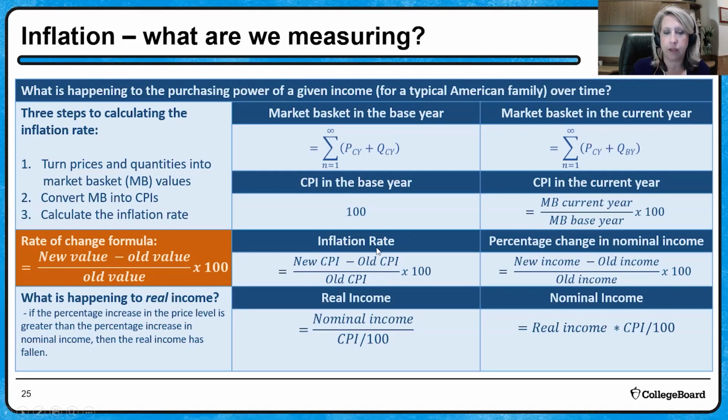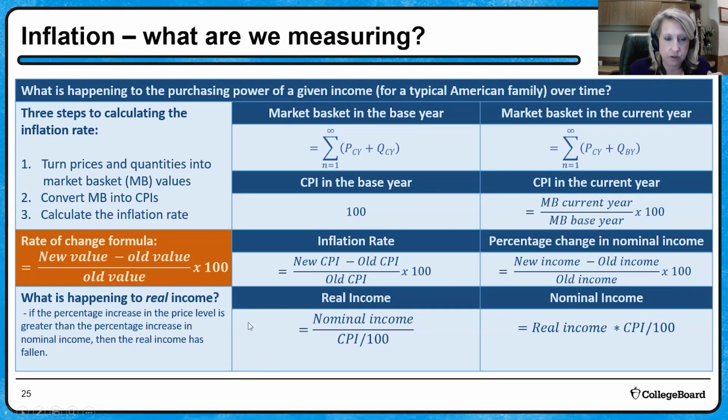I've shown you that the inflation rate is the new CPI minus the old CPI over the old CPI times 100. But if we're given GDP deflators and we need to calculate the inflation rate, it's new GDP deflator minus old GDP deflator over old times 100. Same formula, rate of change. If we needed to calculate the percentage change in nominal income, new income minus old income over old income times 100. Same formula, rate of change. This one you've got to know, and you've got to know it well.